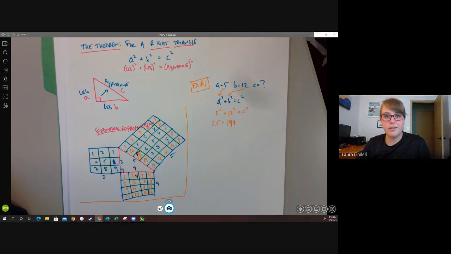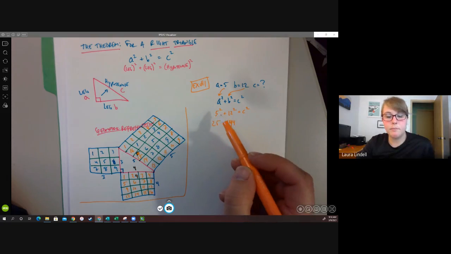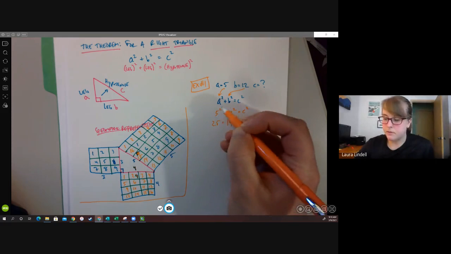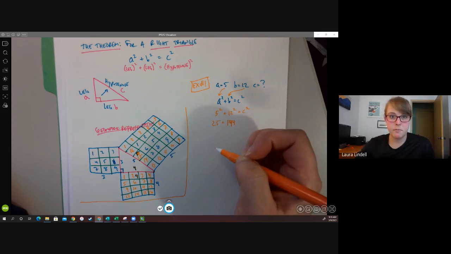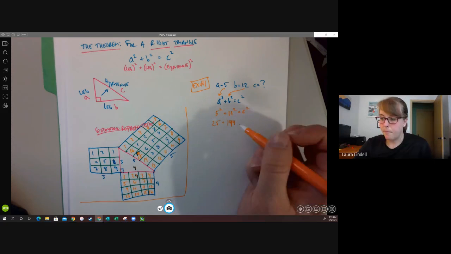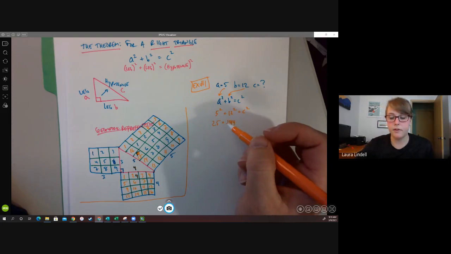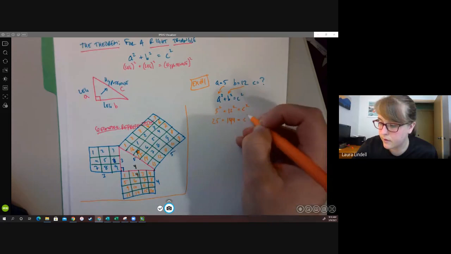Be careful. The thing I see a lot of people mess up on here is the concept of what something squared is. Remember, when you square something, you're not just multiplying by 2, you're multiplying it by itself. So 5 squared is 5 times 5. 12 squared is 12 times 12. A million squared is a million times a million. Not just times 2. So that's something to be careful of here. That's a potential hang up. And then it's equal to C squared.